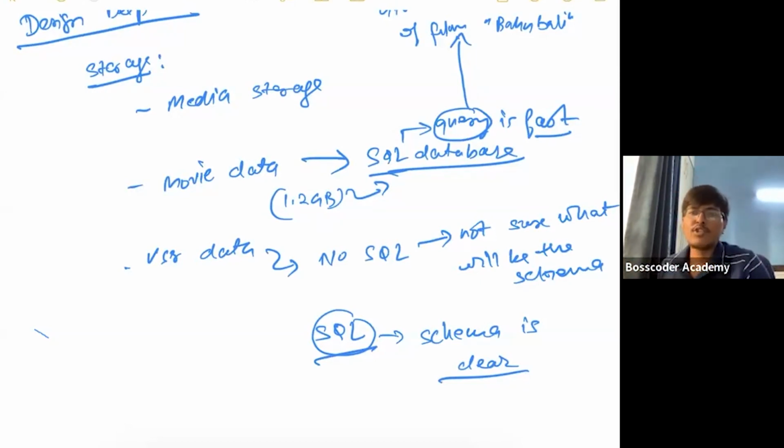That is why nowadays a lot of companies use NoSQL. Like at Bosscoder also, we use NoSQL. Why? Because we might need to change our schema later on as well. Most of the startups use NoSQL, but very big companies, if you go to Microsoft, if you go to Google, they use SQL because when they start off, they know what schema they are going to use.